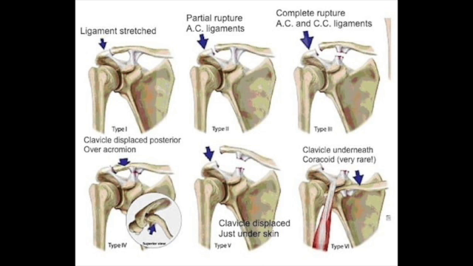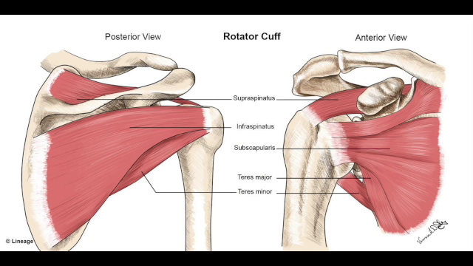Next will be rotator cuff injuries. Mechanism: chronic erosion or trauma, impingement of the supraspinatus tendon. Common in athletes and laborers performing repetitive overhead movements, older age, and smoking. The SITS muscles are involved: supraspinatus, infraspinatus, teres minor, and subscapularis. The supraspinatus is the most commonly injured muscle.